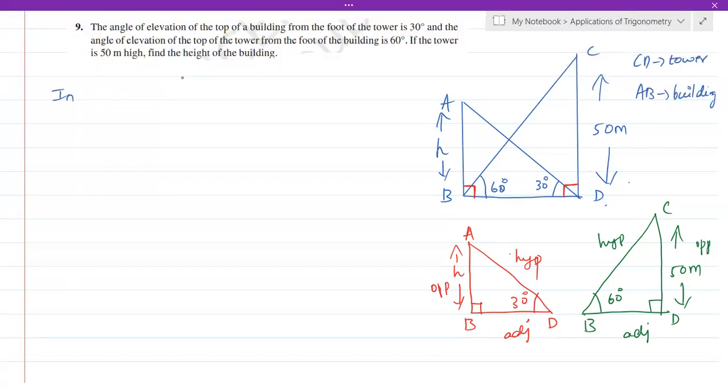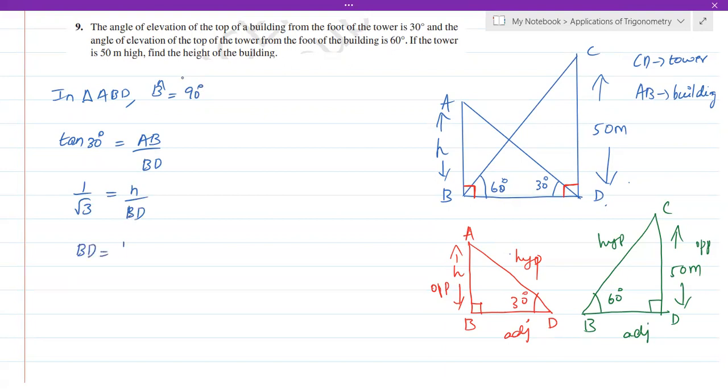In triangle ABD, let's take the red color triangle, angle B is equal to 90 degrees. So we are going to make use of tan itself. Tan 30 degrees, the angle is 30 in the red color triangle. So tan 30 is opposite by adjacent. Opposite is AB. Adjacent is BD. So tan 30 is 1 by root 3. AB value is H. BD value, we don't know. We'll keep it as it is. Cross multiply: BD into 1 is BD, and H root 3 is H root 3. Let's take it as equation 1.